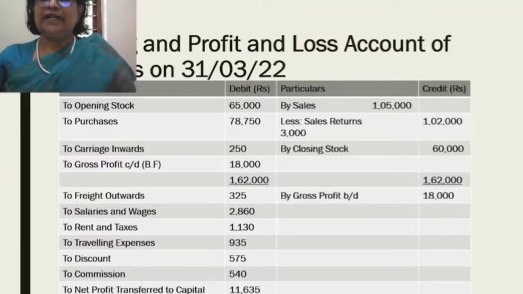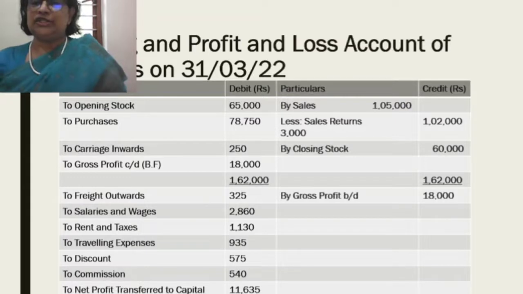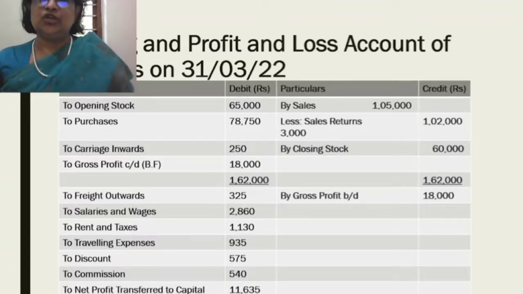Now if you see the credit side, sales is there, 1,05,000. Sales returns value is there, 3,000. So you have to do that subtraction in the inner column. Take the final value to the outer column. That is 1,02,000. By closing stock 60,000. So total of the statement is 1,62,000. Here also the credit side is higher. So you write the same total, whichever is higher, on both sides. So 1,62,000 you are writing on both sides and you are taking the difference. So gross profit is 18,000.